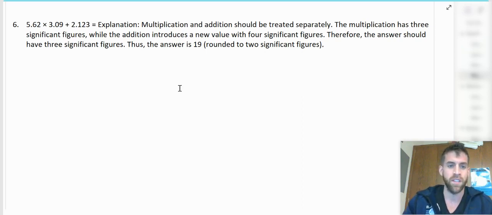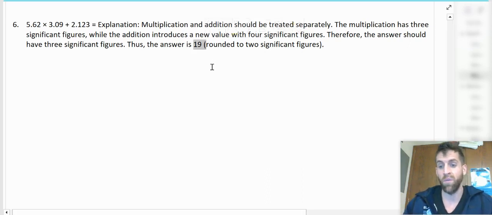Well, that doesn't make much sense. So, therefore, the answer should have three significant figures. I love this because we can figure out why it's 19. Okay, maybe it actually is. Maybe it rounded down to 0. So we will see here.